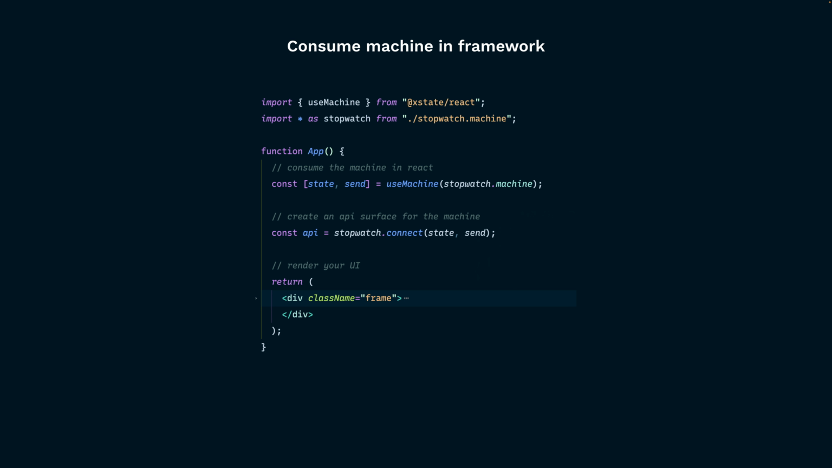And then the next thing we do after that is, one of the best practices for me when I create machines, I tend to create an API surface for the machine, which means I take all the things that come from the machine and I return an object that represents all the things I need for my UI.